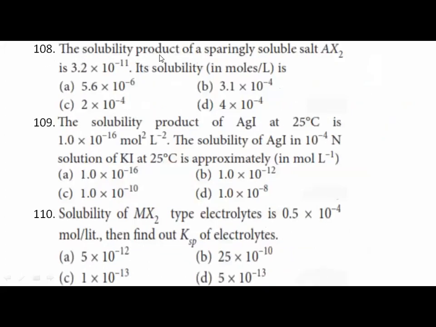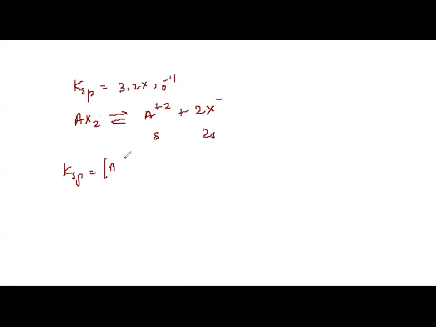Next question. The solubility product of sparingly soluble salt AX2 is 3.2 into 10 raised to minus 11. Find its solubility in moles per liter, that is molarity. So KSP is 3.2 into 10 raised to minus 11, and the molecule is of type AX2. It will dissociate to give A plus 2 and 2X minus. If the solubility is S, this will be 2S. Therefore, KSP is equal to the concentration of A plus 2 into the concentration of X minus raised to 2.